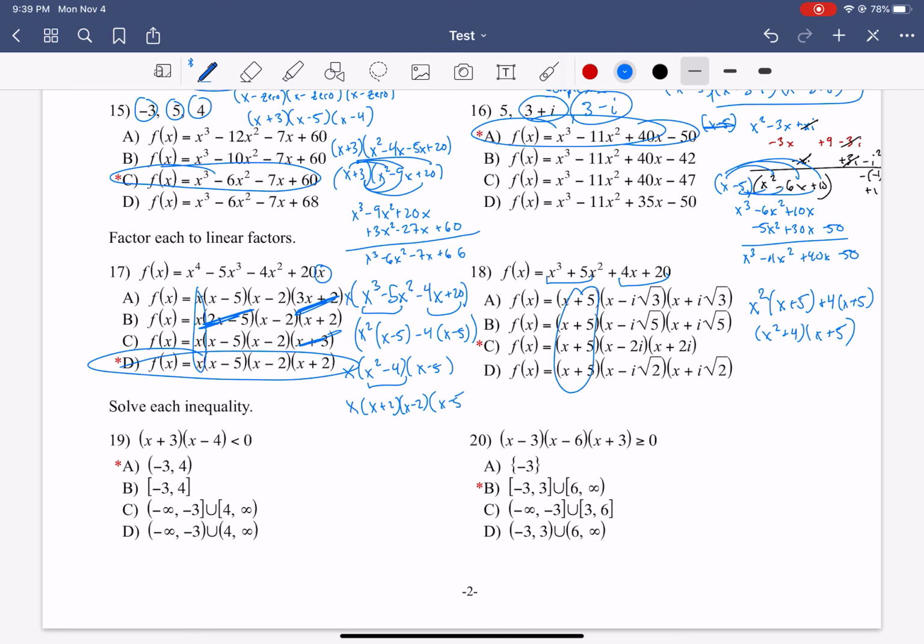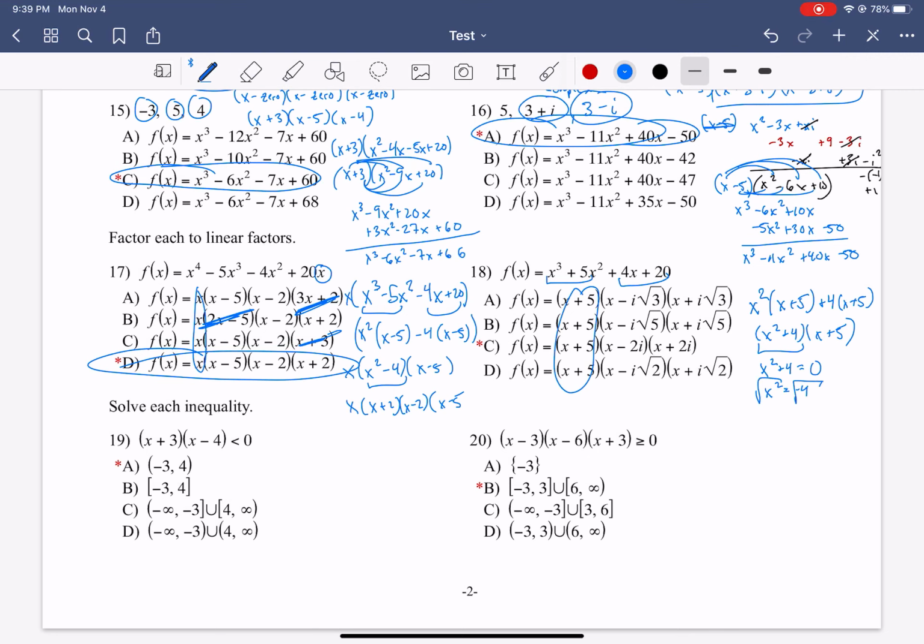All right, and that's why we got the x plus 5. But now we have to see what we can do with this. We don't have a difference of squares here, so we actually have to use some of our knowledge. We have x squared plus 4 equals 0, so x squared equals negative 4.